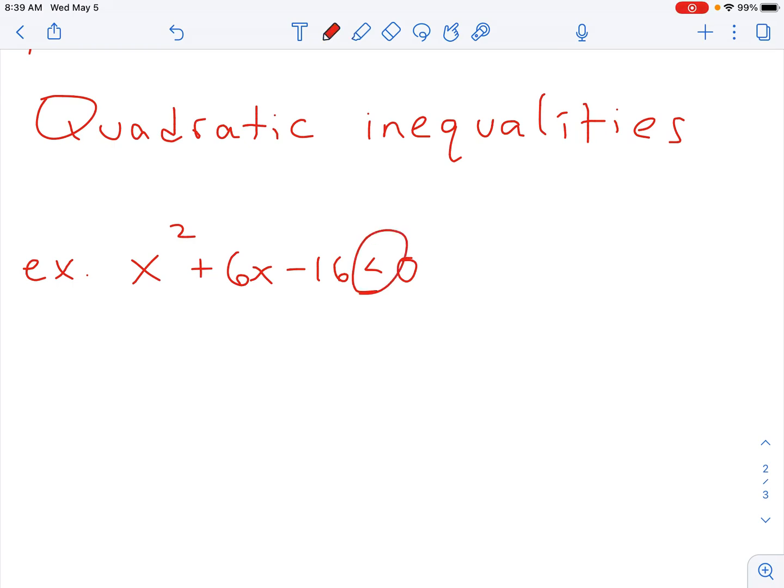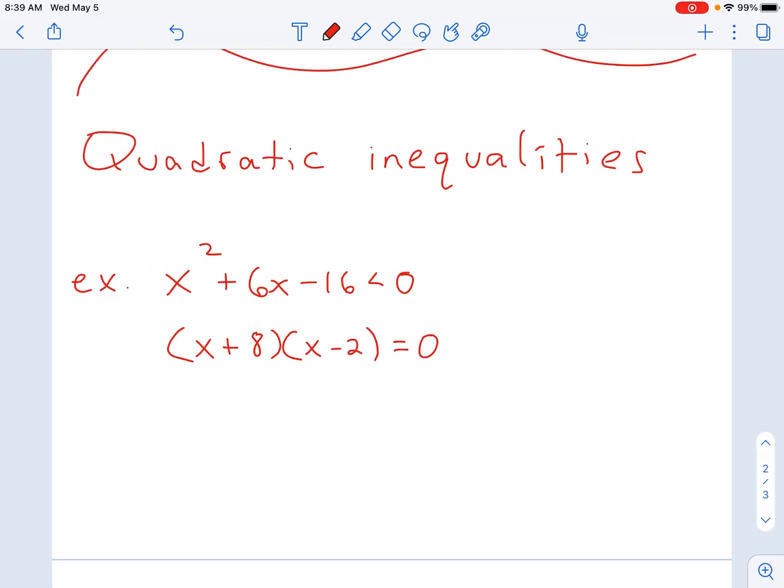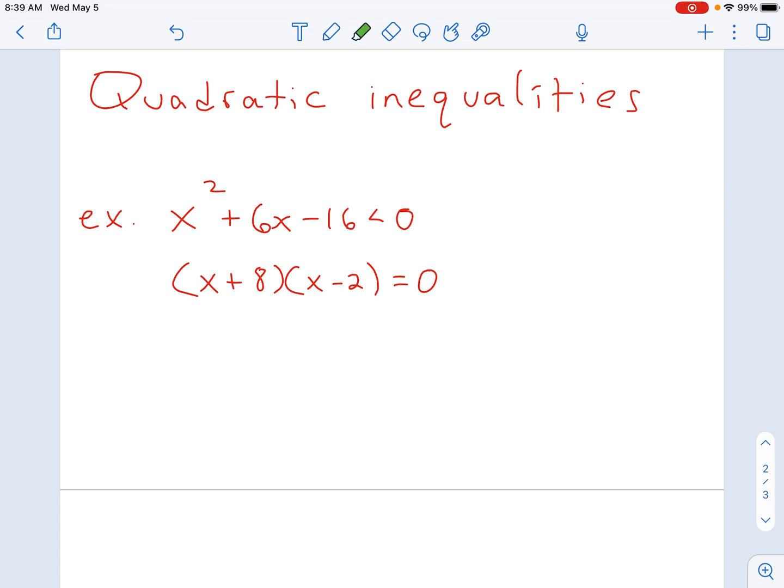So if this were an equal sign, I could factor this quadratic into x plus 8 times x minus 2. And so that means that my boundary points are at -8 and +2. So I'm going to just use a number line here. And let's say -8 and +2 on a number line. And that splits the number line into 3 regions. It splits it into stuff less than -8, stuff in between -8 and 2, and stuff greater than 2.